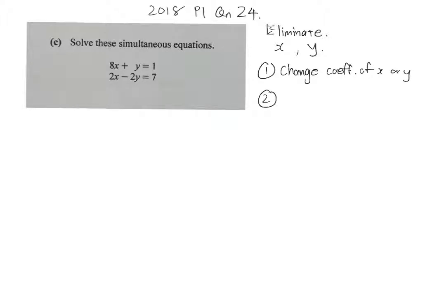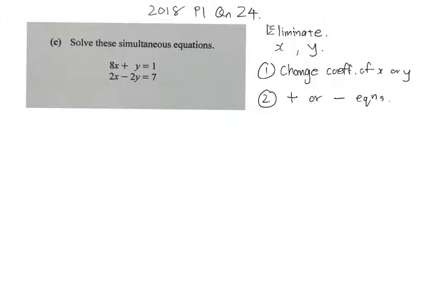Then depending on the signs of the coefficient, you are going to either add or subtract the equations from one another. So now let me ask you, which one do you want to target? You want to target the x coefficient or the y coefficient? It's really a matter of choice. X. Is it? Sure. So now one is 8, one is 2.